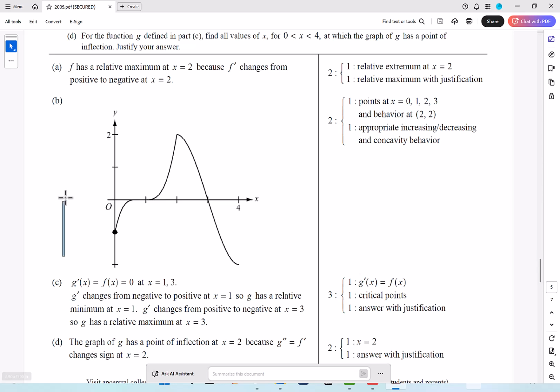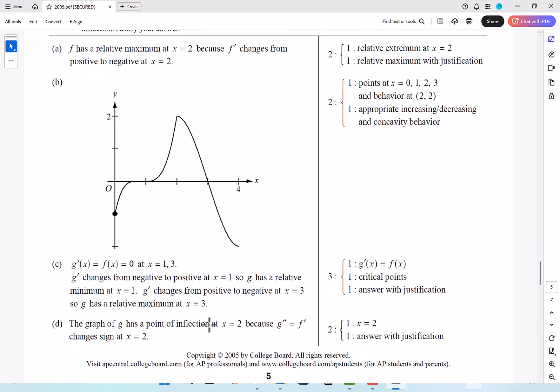Letter D. The graph of G has a point of inflection at x equals 2 because G prime prime equals f prime changes sign at x equals 2. Ours is verbatim to theirs. You could have said changes from positive to negative, or whichever one it was. I can't remember.